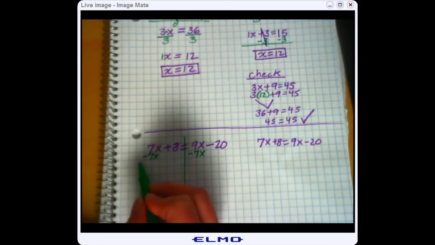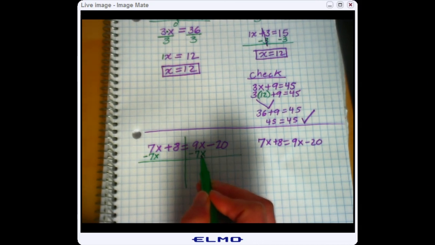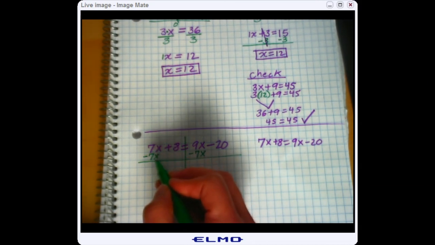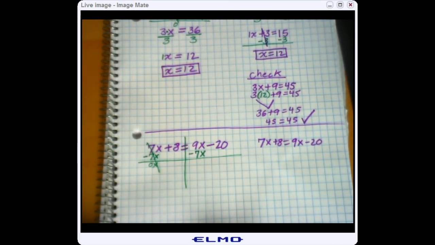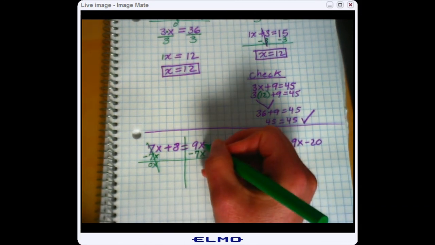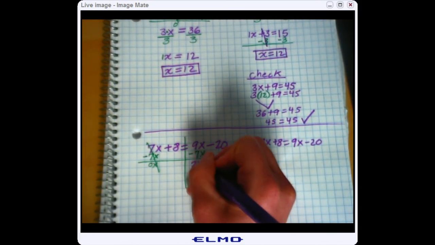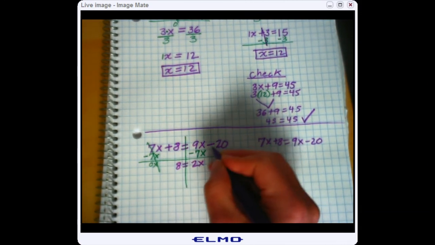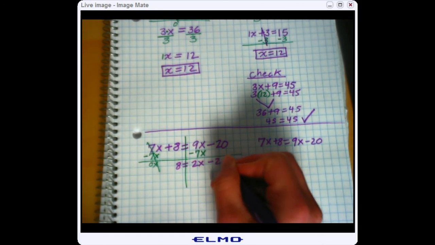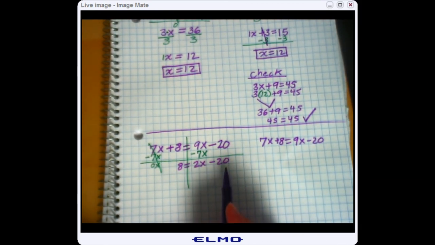But because it's an equation, I have to do the same action to both sides so that my equation stays equal. So then 7x minus 7x gives me 0x, so I can just not worry about that. And 9x minus 7x gives me 2x. And then here I don't have any operations happening with my 8, and I don't have any operations happening with my minus 20. Okay, and so now I have my variables on one side.